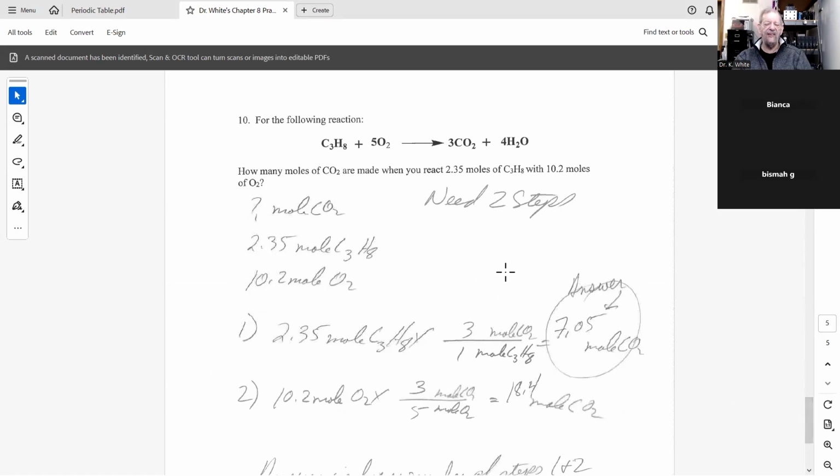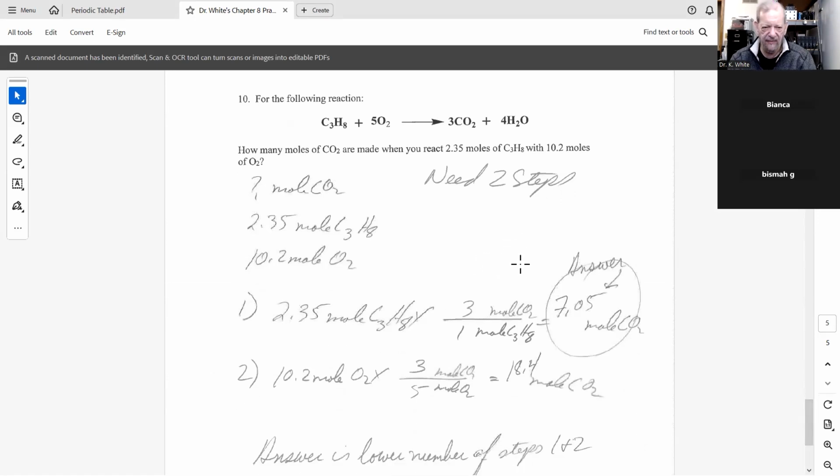All right, let's look at number 10 from chapter 8. For the following balanced chemical reaction, it's always going to give you balance. When I was an undergrad, you first have to check if it was balanced. I had a sneaky chemistry teacher.